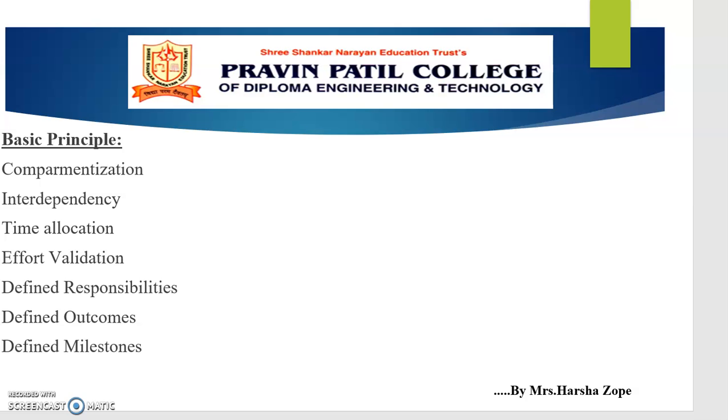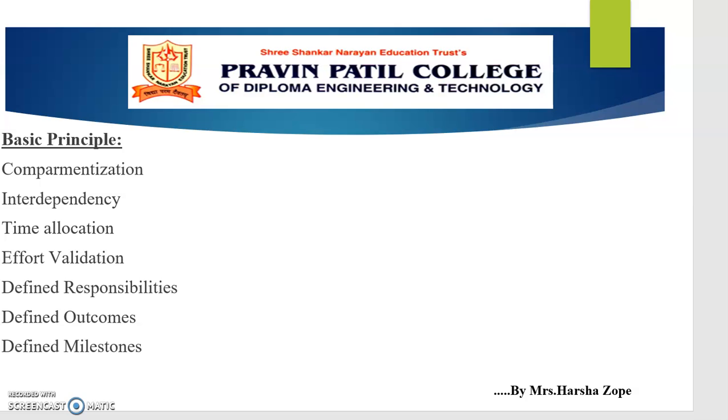There are some basic principles of project scheduling. First is compartmentalization. In this, the project is partitioned or divided into a number of activities, actions and tasks. Second is interdependency. The interdependency of each compartmentalized activity, task and action must be determined. Some tasks execute in sequence and some might execute in parallel.